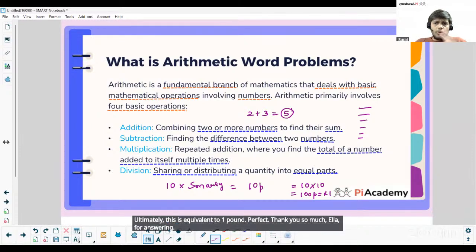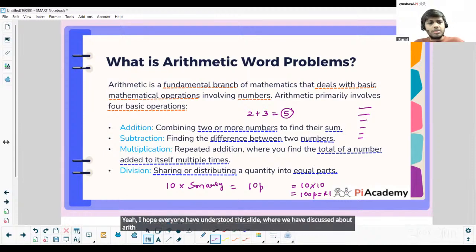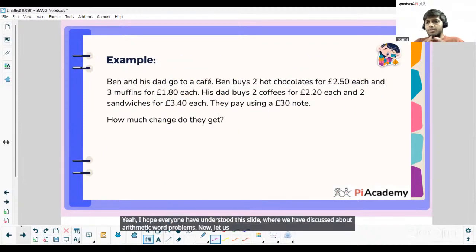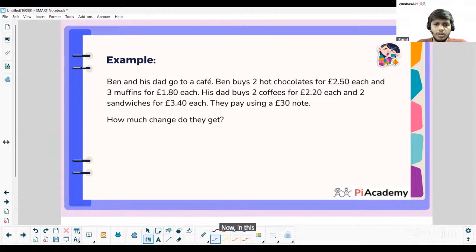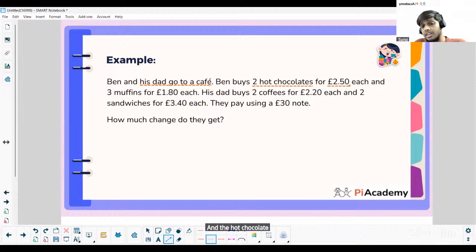I hope everyone has understood this slide where we have discussed arithmetic word problems. Now, let us quickly understand it with the help of an example given here. In this question, you will see that there is a person named Ben and his dad. Both of them are going to a cafe. Ben decided that he is going to buy 2 hot chocolates, and the hot chocolate costs £2.50 for one.